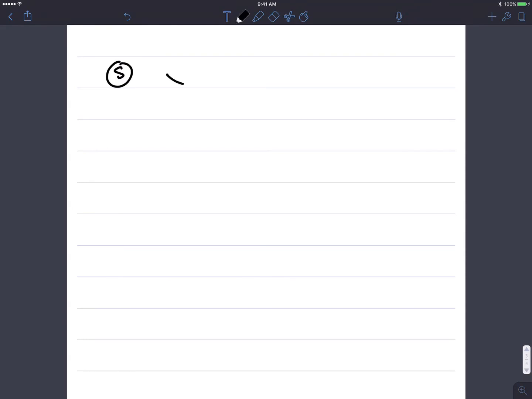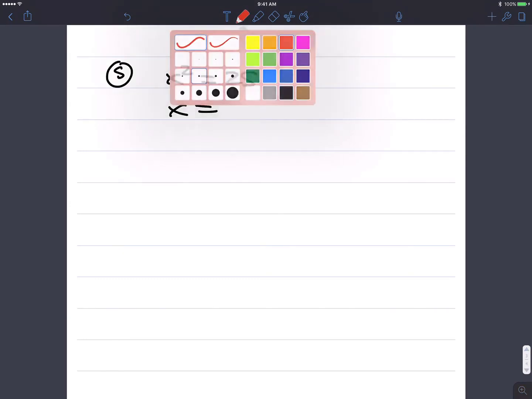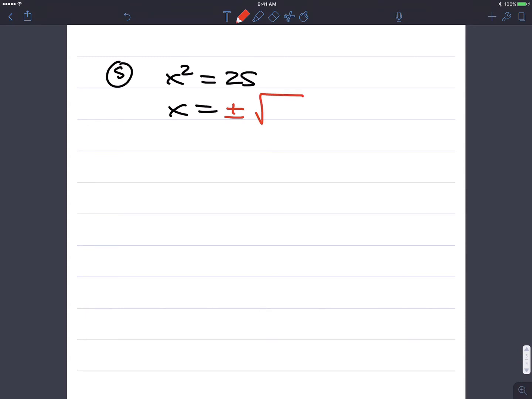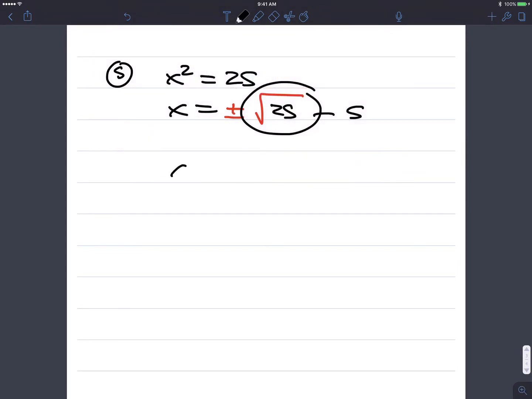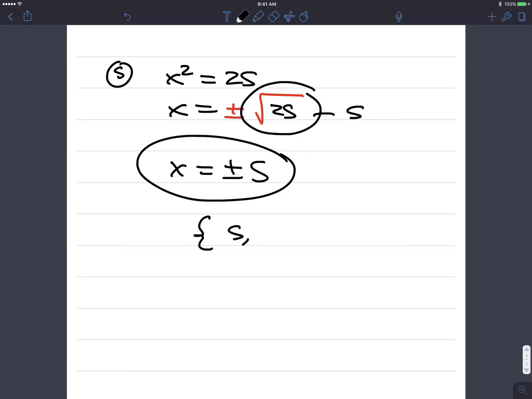Number 5. X squared is 25. Then x will be plus or minus the square root of 25. The square root of 25 is 5. X is plus or minus 5. Set notation, positive 5, comma, negative 5.